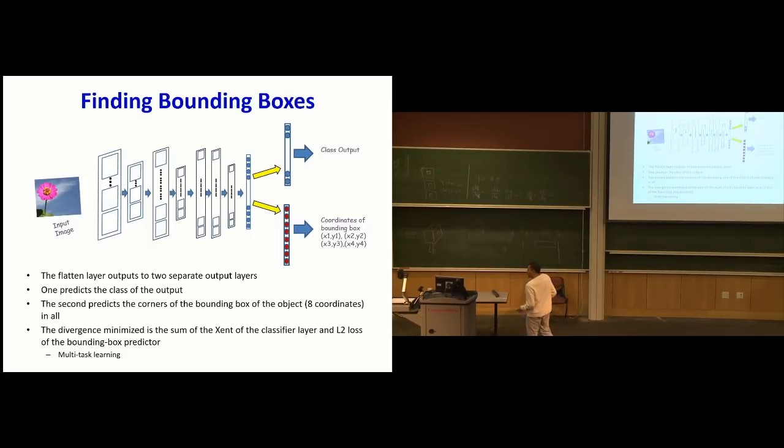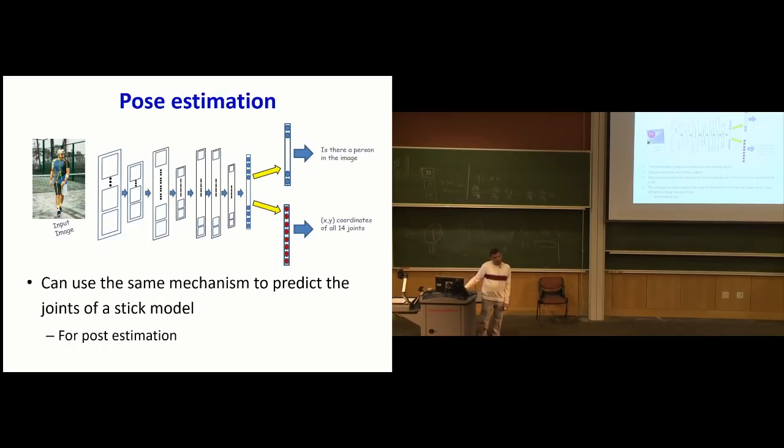But once you agree that you can actually have multiple tasks, the second task can be anything, right? So here, for instance, the second task is give me the locations of the 14 joints on the person. And now you can actually get your pose estimator. So first, detect if there's a person in the image. And second, find me all the key points which completely specify the pose so I can connect them up, right?